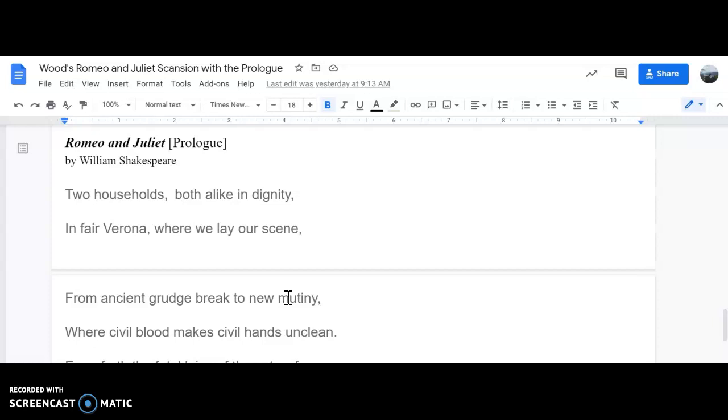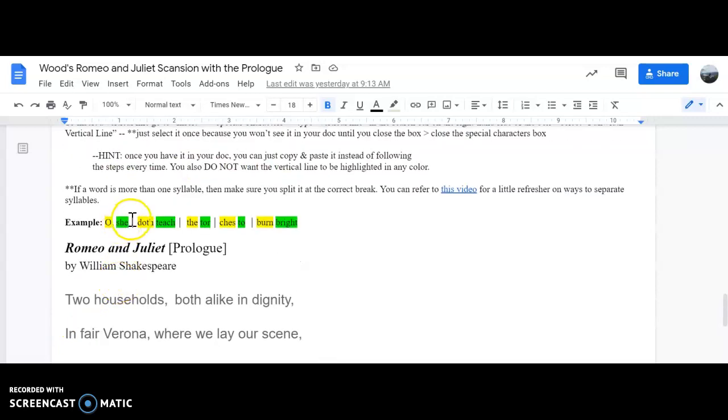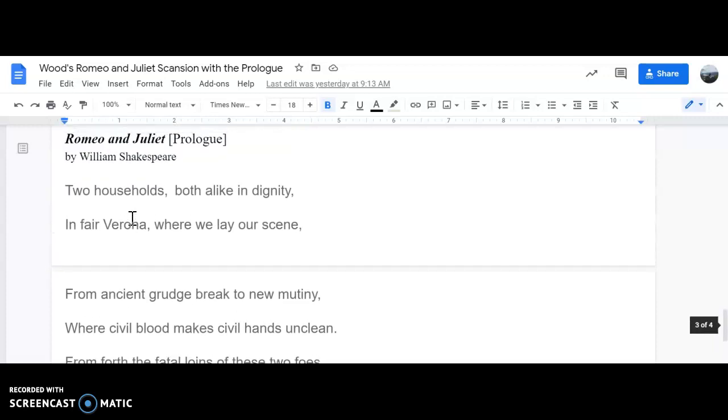Okay, I'm going to be pretty dramatic about how I go through this just so that you understand what we're looking for. All right, so the first thing we know from our example and from what we know about iambic pentameter is that it goes unstressed, stressed. So unstressed will be in yellow like it is up here, and then stress is what we will end with, and it will be in green, okay? So like I said, I'm going to be pretty dramatic about this. So two households, both alike in dignity, okay?